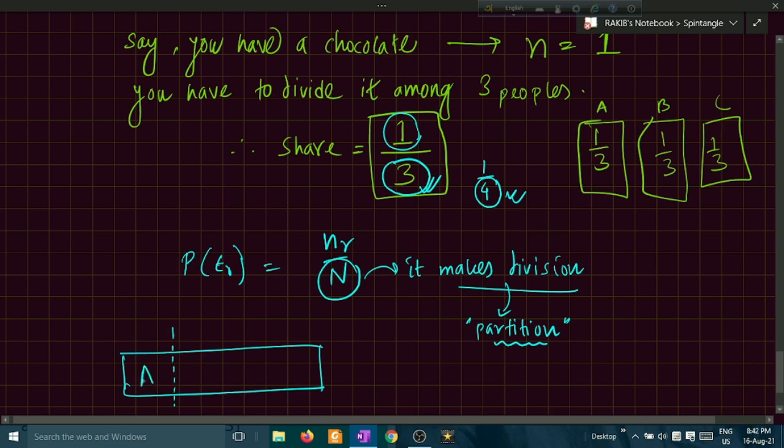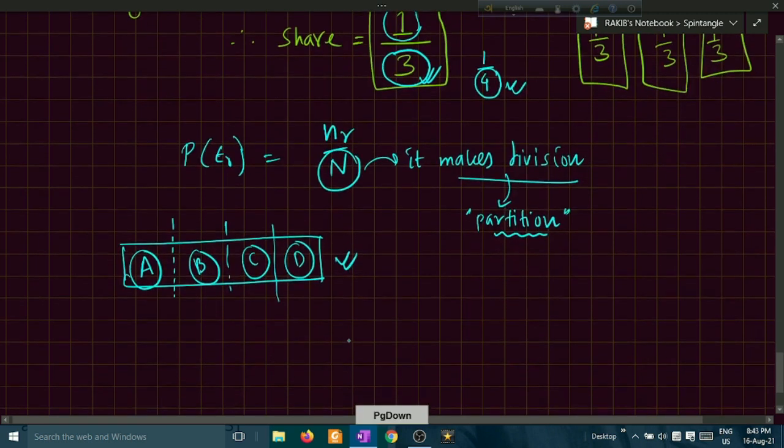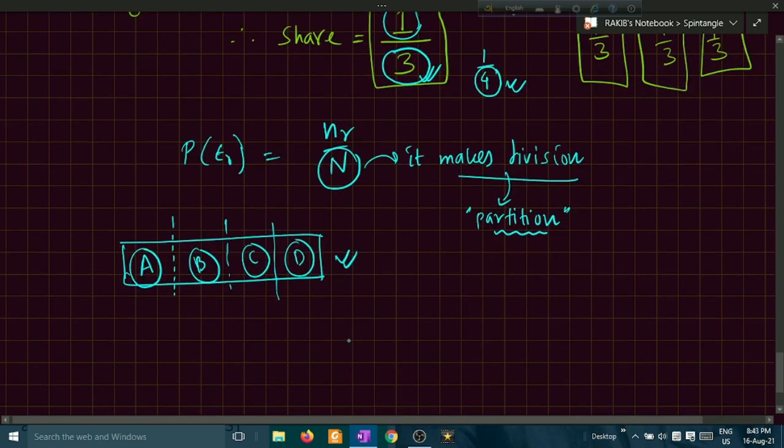Say this is the room of A, this is the room of B, this is the room of C, and this is the room of D. A big house is divided by partitions. This is the thing. So I think if you have understood the concept of partition function, very few books describe the partition function in such elaborate detail.